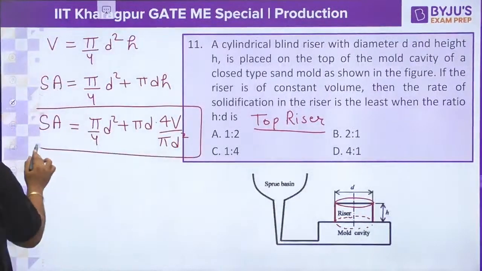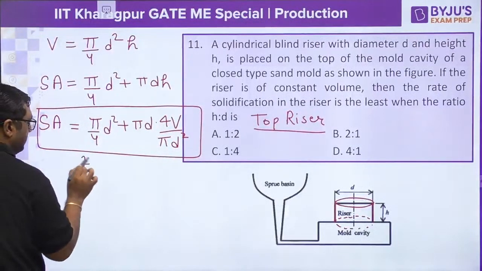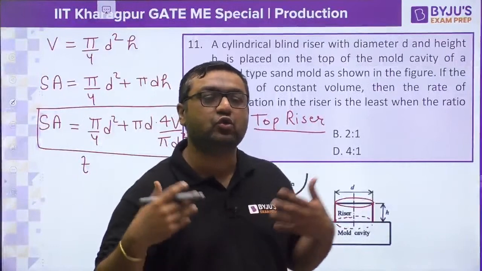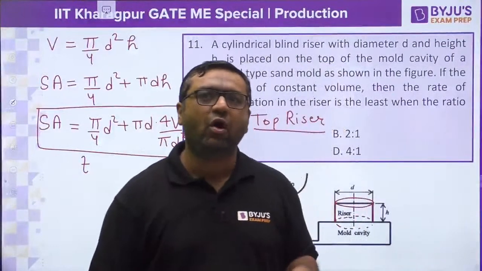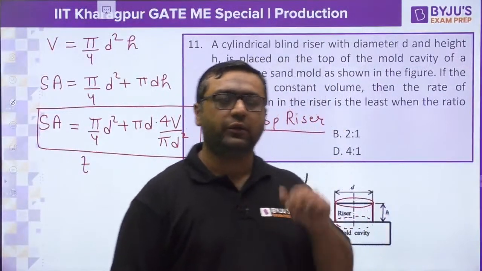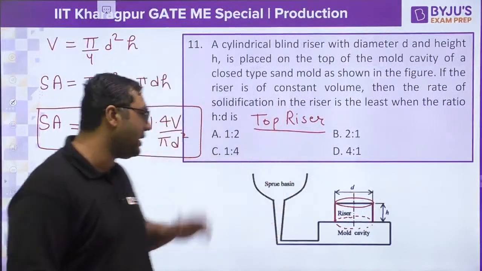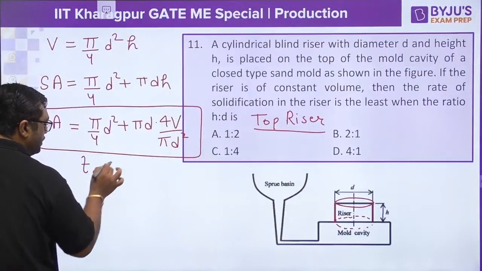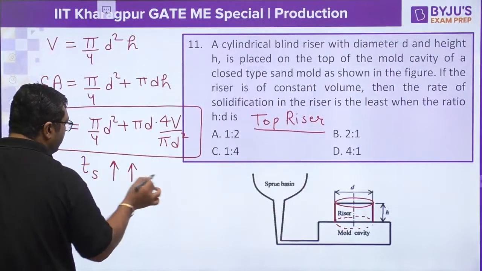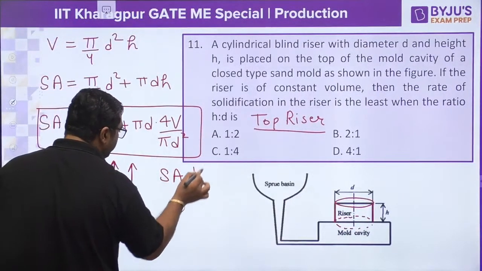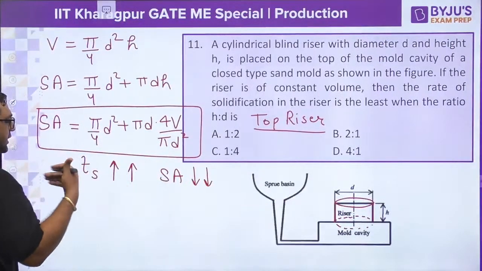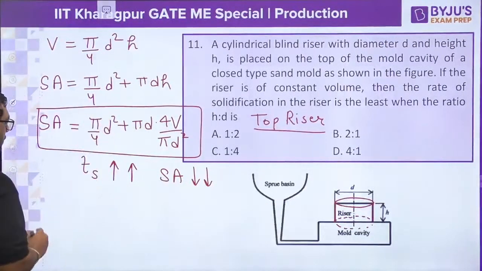If you want to maximize the time, because we want the riser to solidify last, obviously the time required for solidification should be more, and for that the surface area should be less. So we will be minimizing the surface area, because less surface area means slow cooling, which means more time for solidification.